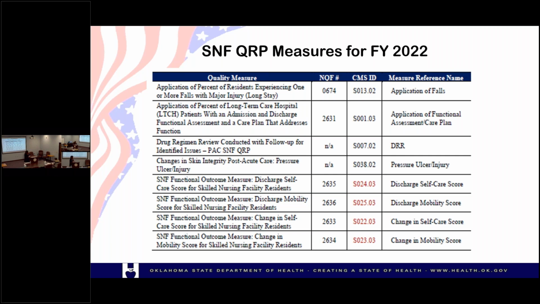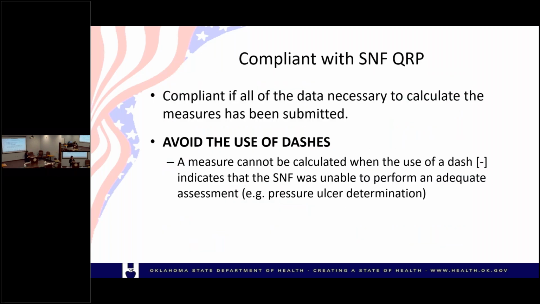So to be in compliance with the QRP, you have to, again, meet 80% of the assessment items on the MDS assessments that calculate these measures and submit 100% of that data. So an example of that would be Section K. Are you familiar with the MDS at all?